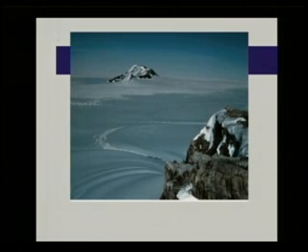Here is a view of the Antarctic Continental Glacier. The rocks that are sticking above the ice are mountain peaks that are not covered by ice, and these are nunataks.